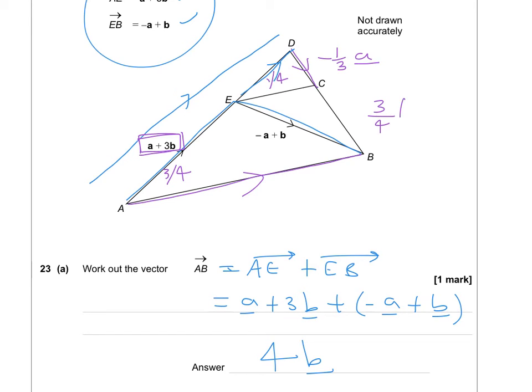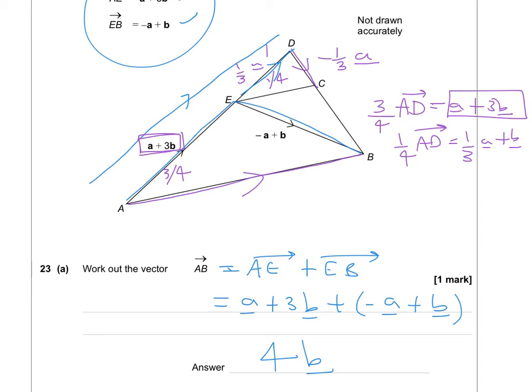So 3/4 of AD equals a plus 3b. So 1/4 of AD must be 3 times as small, which is a third a plus b if you divide each of these parts by 3. So the vector ED must be 1/3 of a plus b. So this vector here, this is ED.